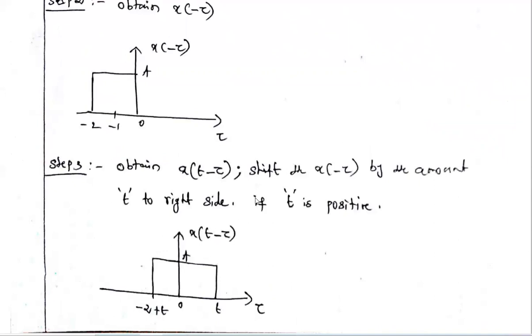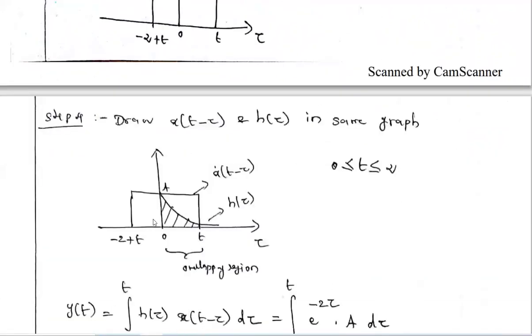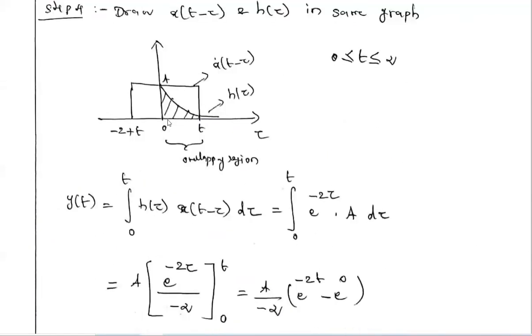And what is h of tau? H of tau is exponentially decaying. It starts from 0 to some value. So h of tau you just draw. Then what is the next step? We have to find the overlapping region, where these two signals overlap. For the time 0 to t, you see this shaded region. In the shaded region only, the two signals overlap. So what is the overlapping region? In between 0 to t.